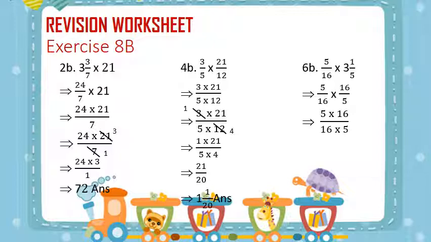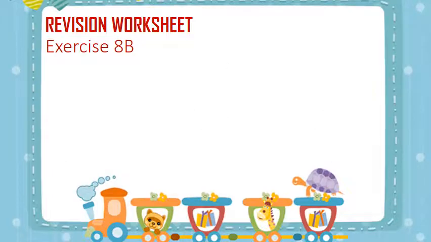Now common numbers will be divided. 16 ones are 16, 16 ones are 16, and 5 divided by 5 both in the numerator and denominator. So what is left? 1 is left. So 1 is the answer. Now children, let's come to the next question, which is C part of question number 6.